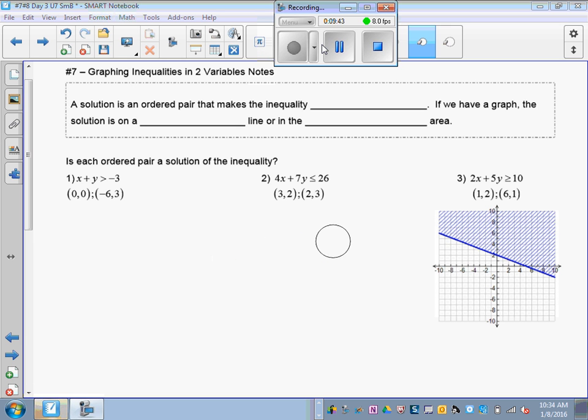Alright, so starting off at the top of your notes, and everyone should be writing this down. A solution is an ordered pair that makes the inequality true. If we have a graph, the solution is on a solid line or in the shaded area. And we should not be talking, we should all be writing this down.